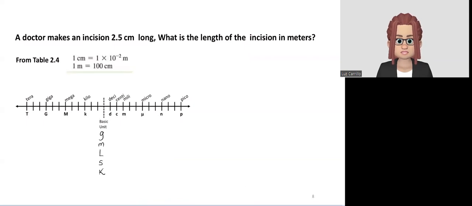The following practice problem states, a doctor makes an incision 2.5 centimeters long. What is the length of the incision in meters? Now, in this problem specifically, let's first identify what is the unit given and what is the unit needed. 2.5 centimeters is what is given.